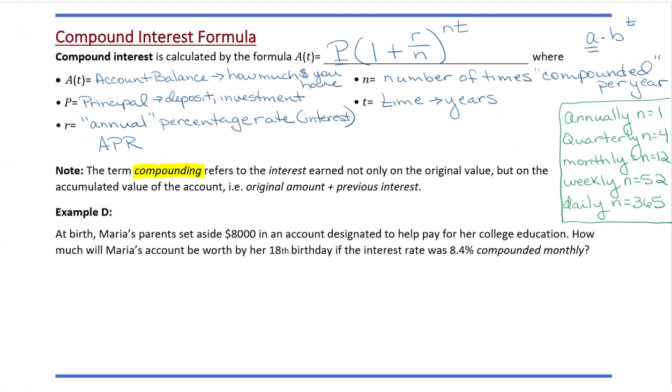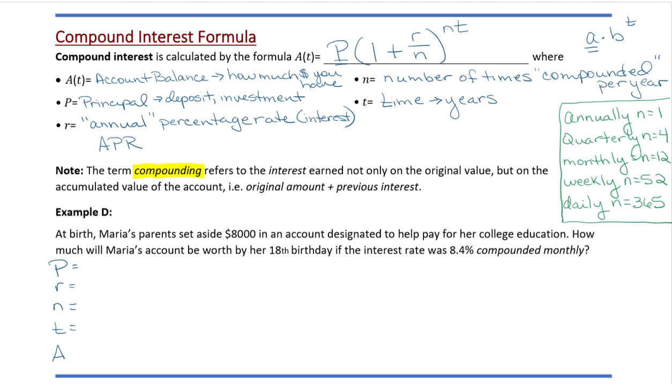So let's look at example D. At birth, Maria's parents set aside $8,000 in an account designated to pay for her college education. Well, how much will Maria's account be worth by her 18th birthday if the interest rate was 8.4% compounded monthly? Well, looking back at our compound interest formula, let's see if we have values for most of these variables. In order to find the answer, we should have values for all of these variables except for one.